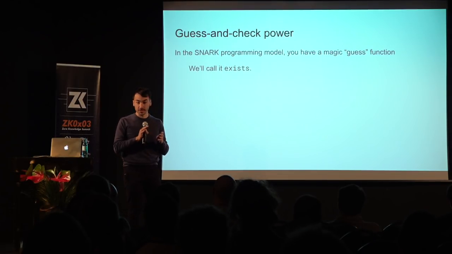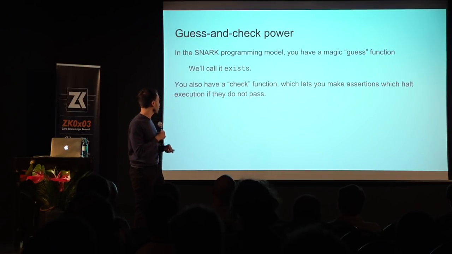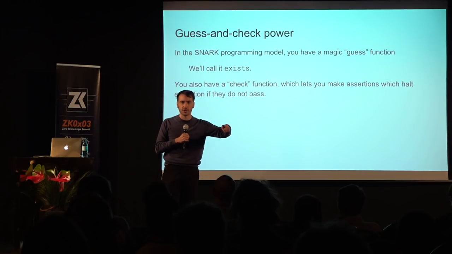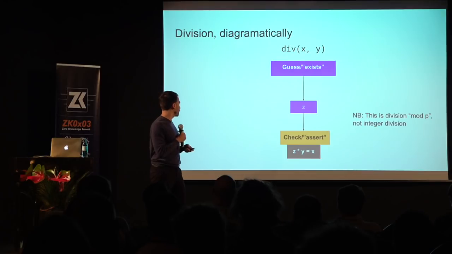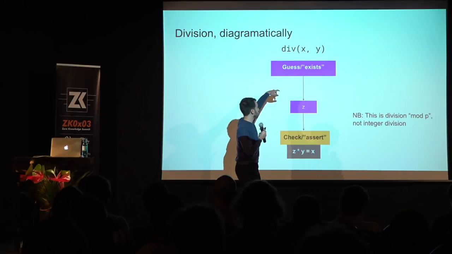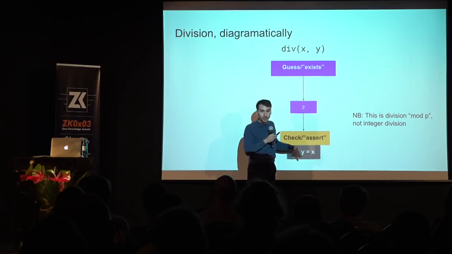In Snarky, it's called exists, because you're like, this exists. It's like guess. You also have a magic check function, which lets you make assertions, like an assertion in normal programming. It halts execution if the assertion fails. It's like throwing an exception. And I call it assert. So, diagrammatically, here's how you do a division if you can magically guess things. You guess a z, right? And then you just check that z times y equals x, and then you return z.